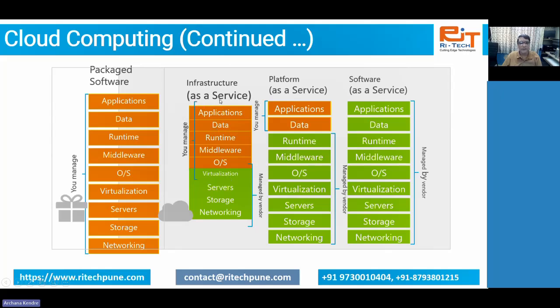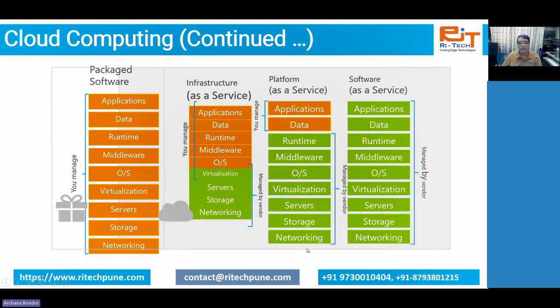Now, if you use infrastructure as a service, as an application development company you need to worry about only the operating system, middleware, runtime, data, and the applications. The cloud provider will handle the networking, storage, servers, and the virtualization. So with infrastructure as a service, you are worried only about the part of your application from the operating system onwards.